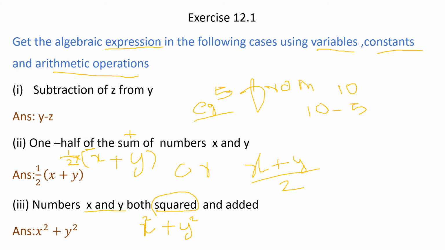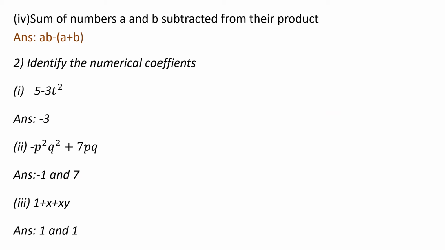And next, these are word questions. Okay children, you want to read it and you want to write it down. Next one. Sum of numbers a and b subtracted from their product. Sum of numbers a and b. Sum of numbers means what? Sum of numbers means a plus b. Sum of two numbers. What are the numbers? A and b. So sum of numbers means a plus b, subtracted from their product.